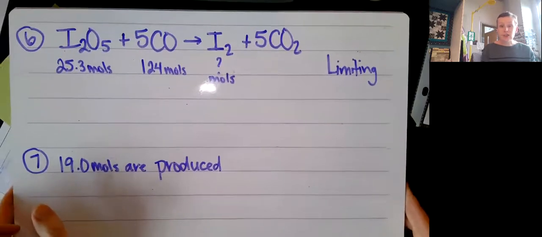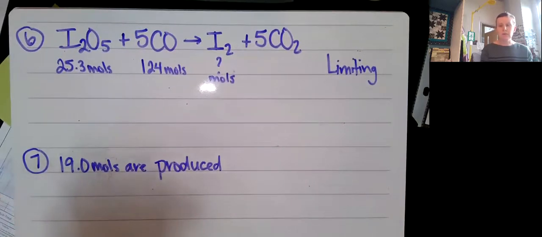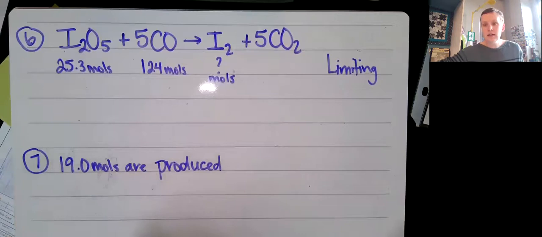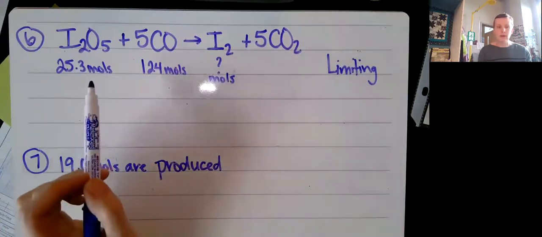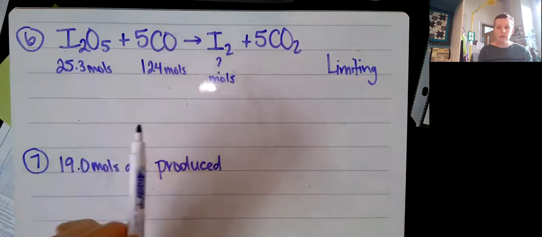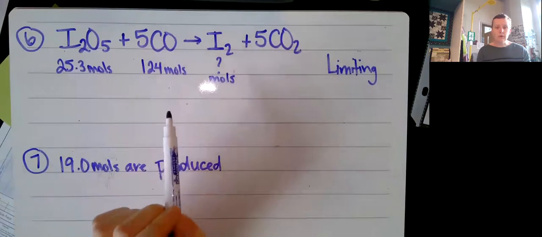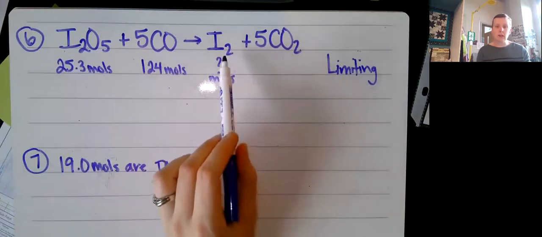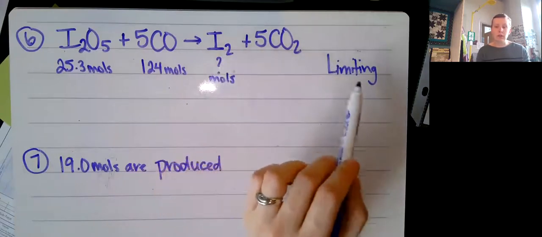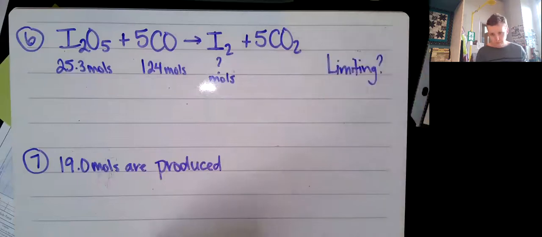This one's actually easier. Don't let it throw you off. Some people, when we get to something easy, think they're doing something wrong. Don't let it throw you off. Same thing as last problem, but we've got moles of I2O5 and moles of CO. We want to know how many moles of I2 are formed and what the limiting reactant is.